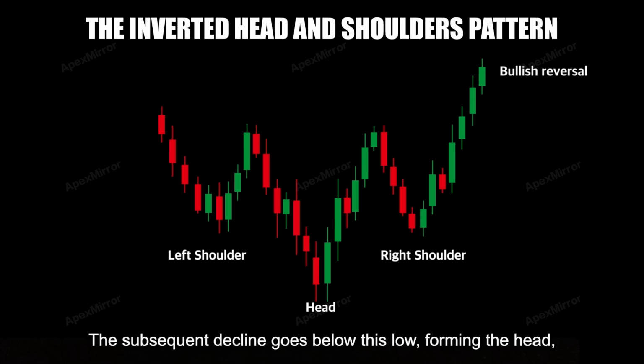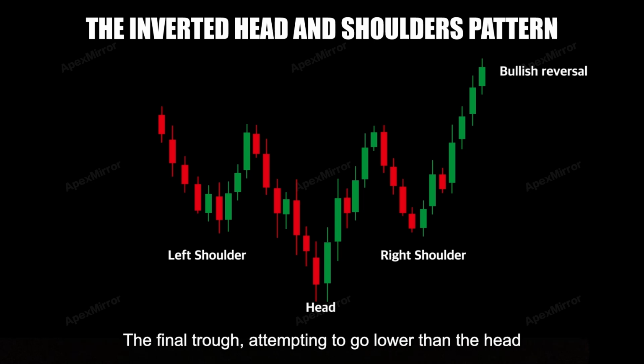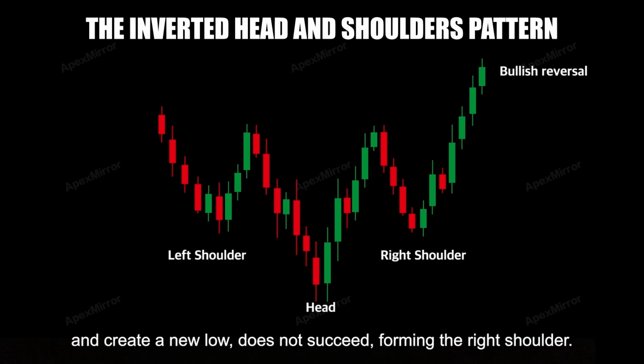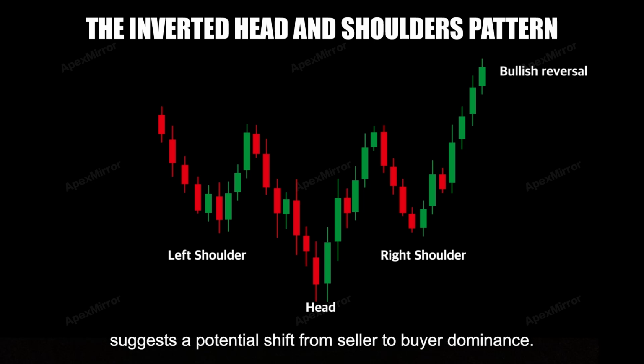The subsequent decline goes below this low, forming the head, but fails to sustain this downward momentum, leading to another rally. The final trough, attempting to go lower than the head and create a new low, does not succeed, forming the right shoulder. This indicates an increase in buying interest and suggests a potential shift from seller to buyer dominance.